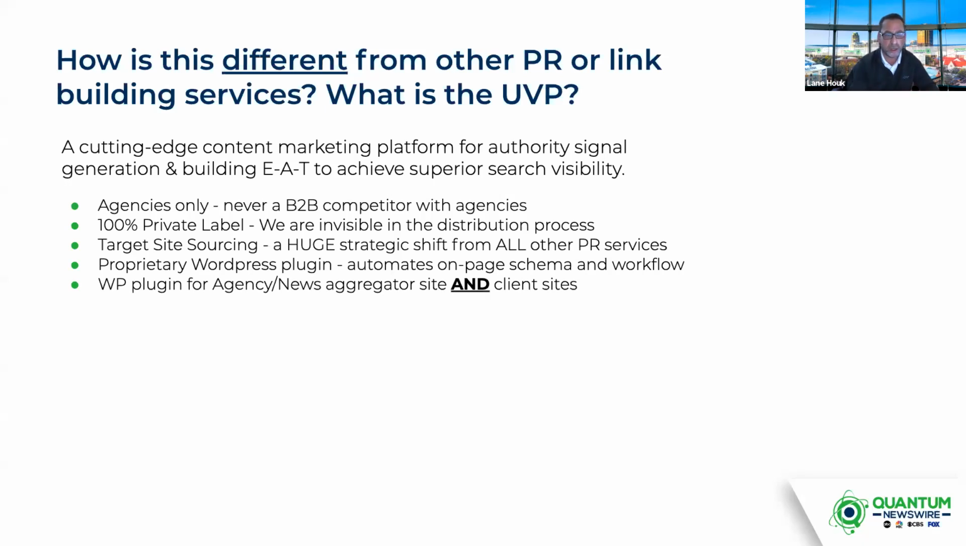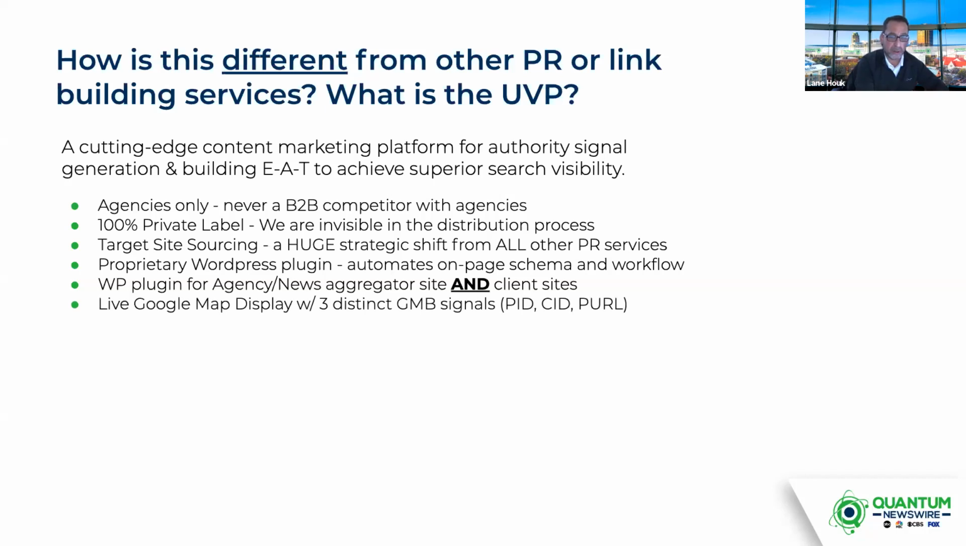So when you get the plugin in Quantum Newswire, it has one feature set for the agency to create a news aggregator on their own agency site or on any site that they choose, and a separate set of features on the plugin for client sites. Those features are turned on and off very simply through an API token or key.